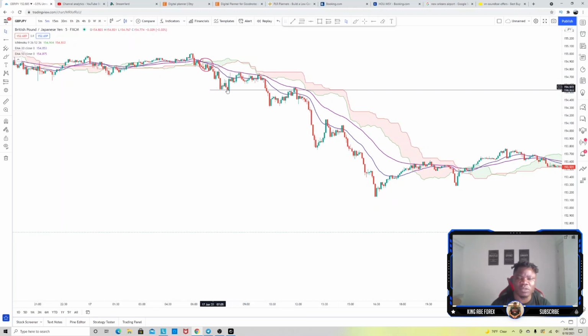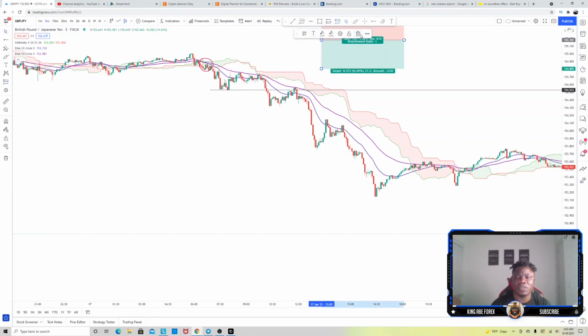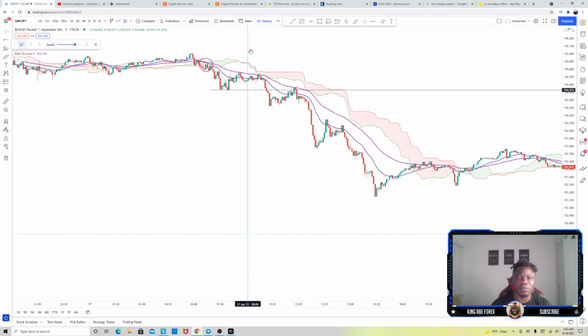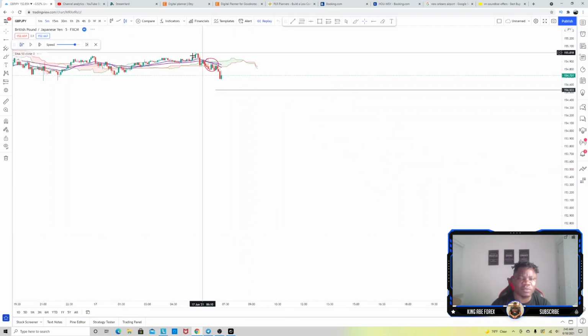So I'm going to put this in replay mode, and we're going to see where our entry would have been for this trade. I'm going to start from right over here, and let's take a look.